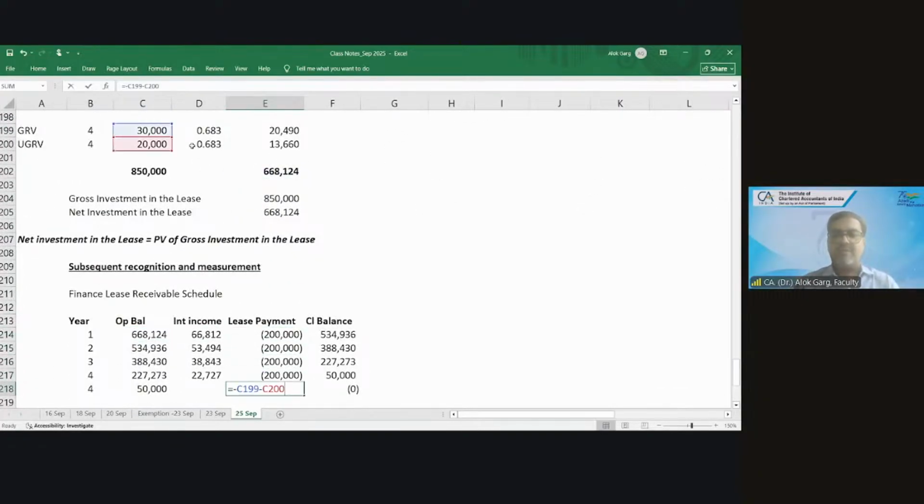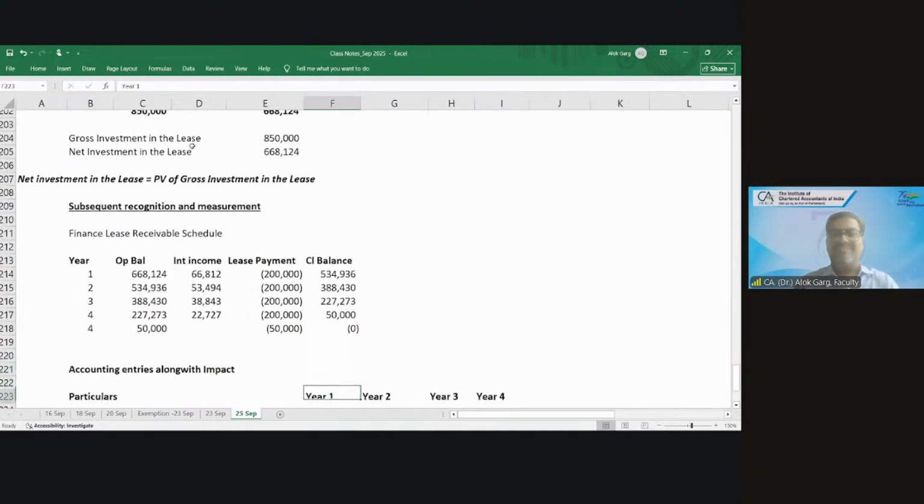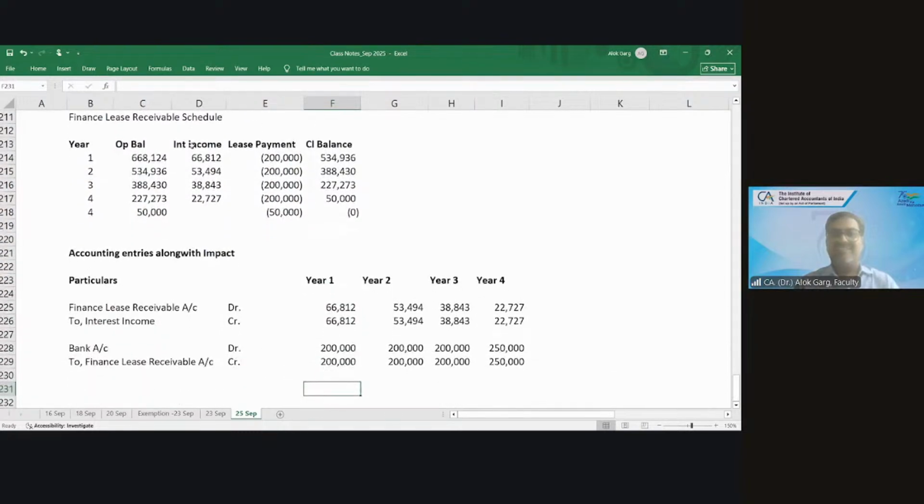It got set automatically. It has become 0. Right? These are my accounting entries. Any question, any doubt, my dear friends? Tell me if you have any question, any doubt on this. Please tell me. कोई doubt है या नहीं है?